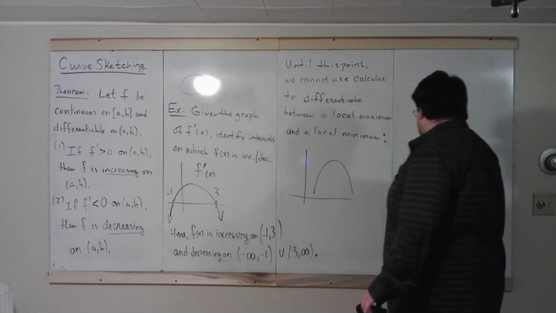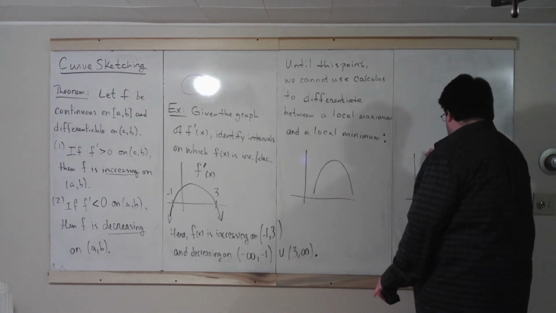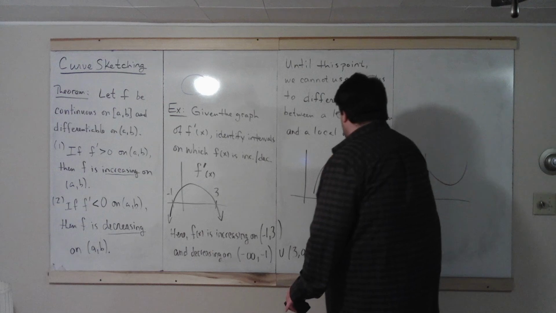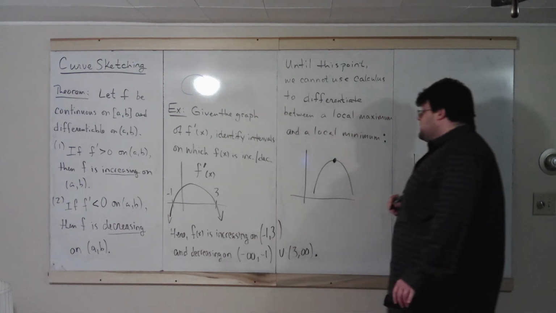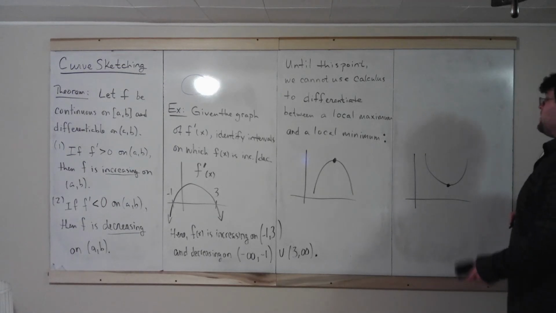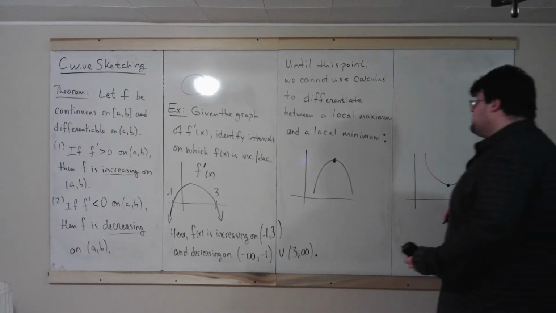Here we have a local maximum. Here we have a local minimum. Where is the local maximum? Well, remember, a local maximum is up there at the top of a mound. A local minimum is at the bottom of the mound. Now, why can't we use calculus to differentiate between these?